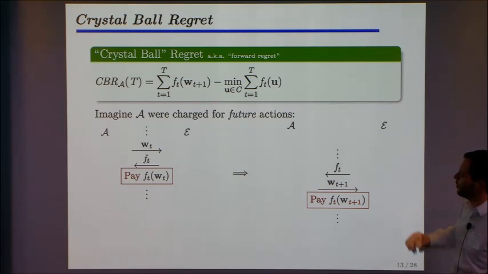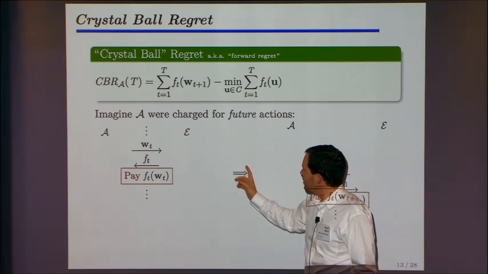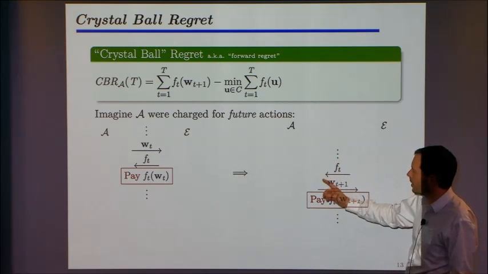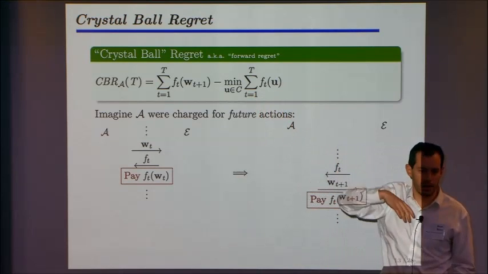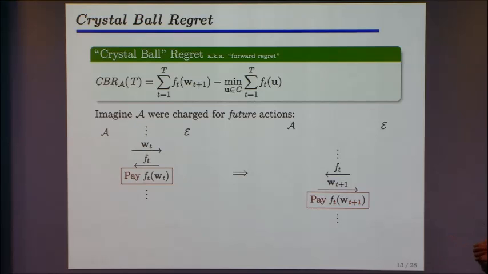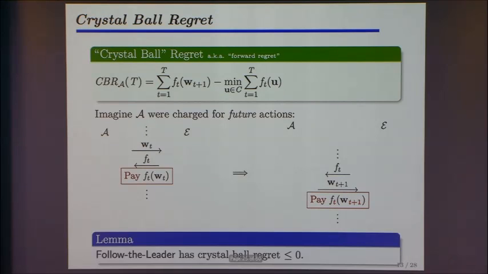So let's call the crystal ball regret, also called the forward regret, the cost I'd pay in this crystal ball model where I get to see the future, minus, as before, the best choice I would make in hindsight over the entire run of the algorithm. Okay. So the beginning observation is that the basic follow the leader algorithm actually has crystal ball regret that's at most 0, right? I'll never actually regret my decisions in that model. Maybe that's not surprising, because I get to see the future. But how can we use that?